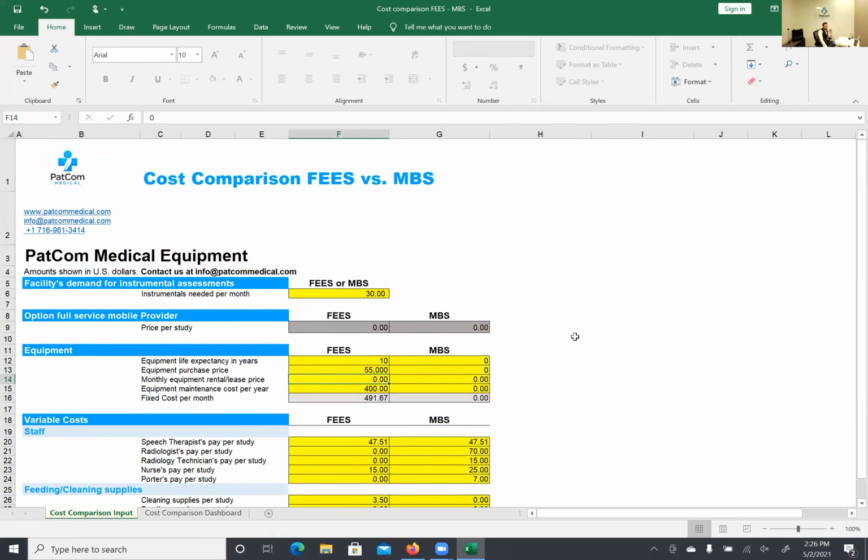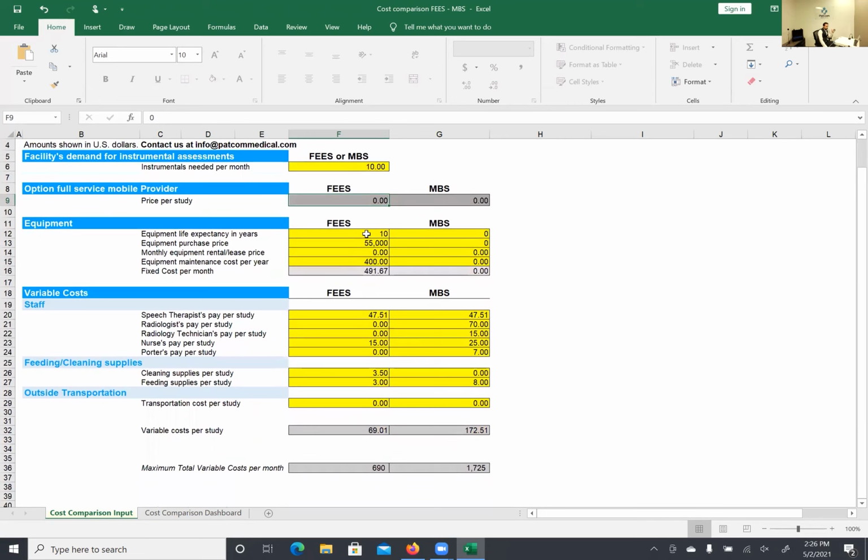Now, let's leave acute care and go to a SNF, for example, right? So what if a skilled nursing facility wants to have their own equipment, afford their own equipment? How would that look like? Maybe they don't have 30 a month demand-wise, but they would still have 10 studies a month. Of course, there's the option of a mobile provider, which can be used here, and then that would be your only cost. Or buying your own equipment, you can look at this here as well.